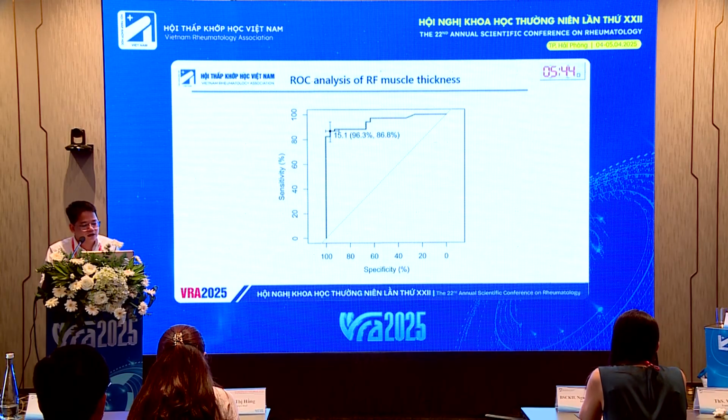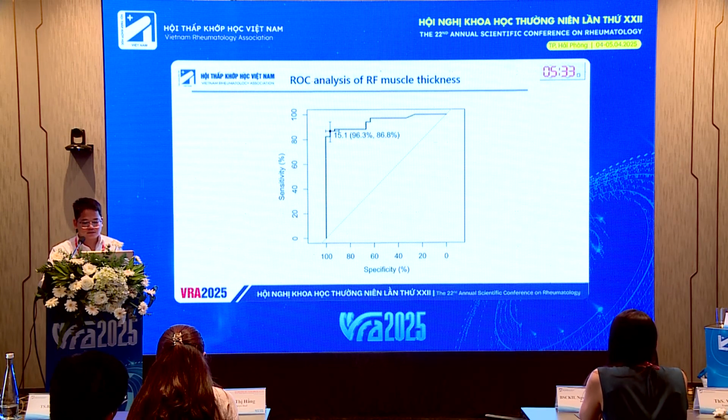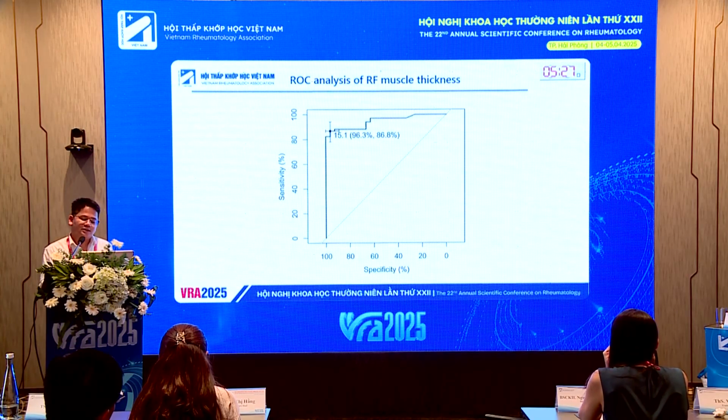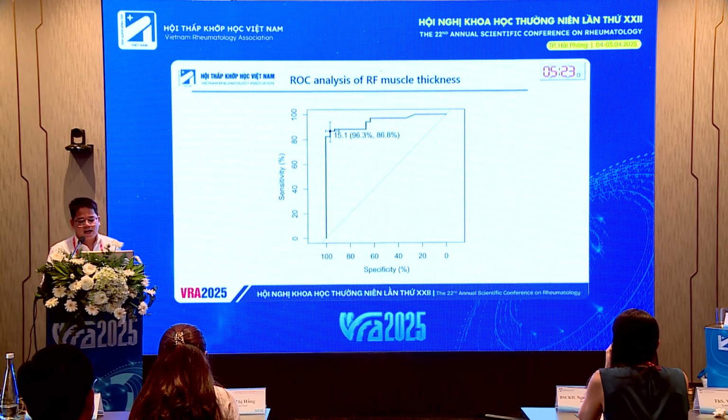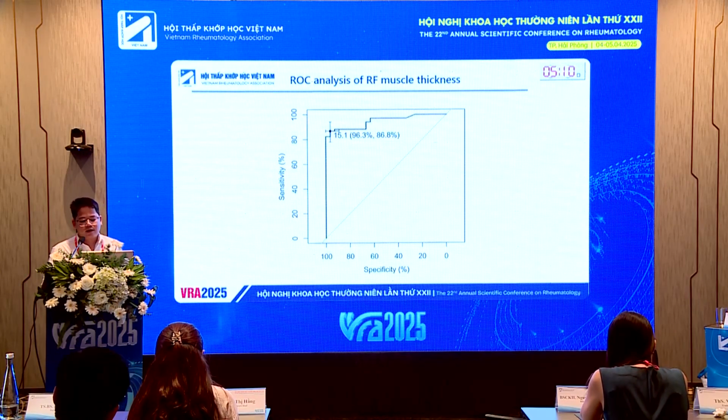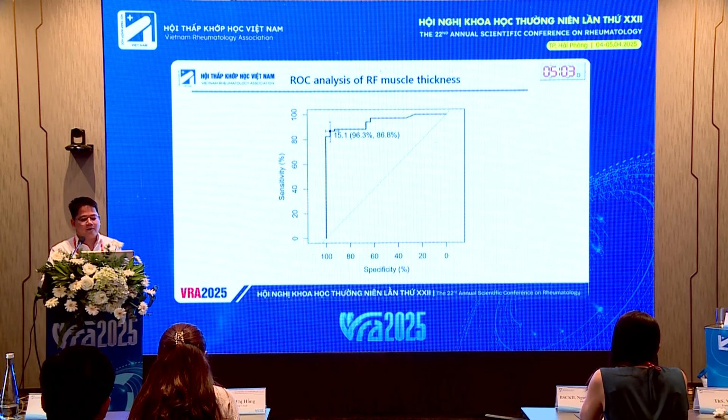And as you see in the figures, in the ROC analysis of muscle thickness, we have good sensitivity and specificity. The ROC analysis was performed in order to quantify how accurately rectus femoris muscle thickness can discriminate between the sarcopenic and non-sarcopenic state. And we have a good AUC value of 95%.